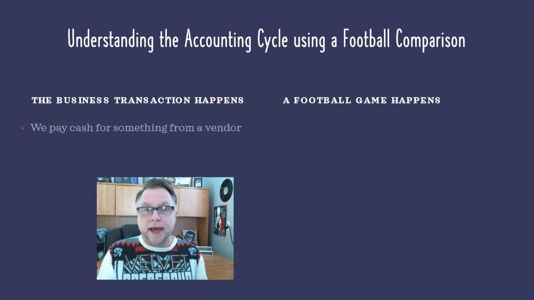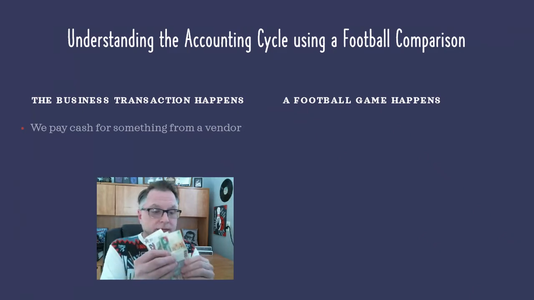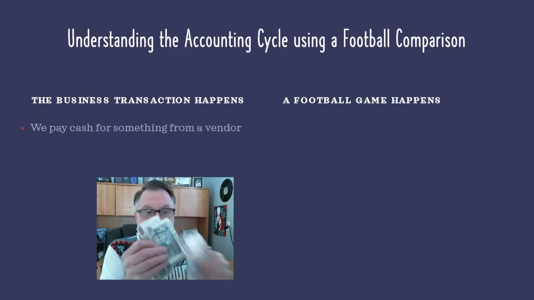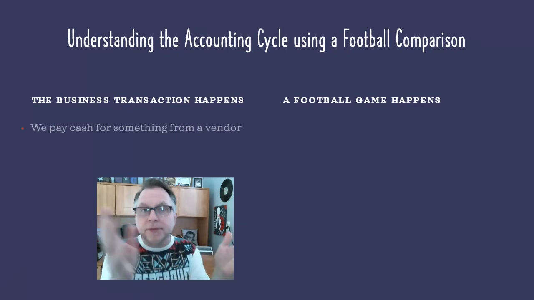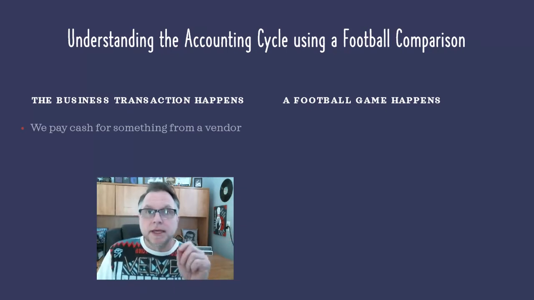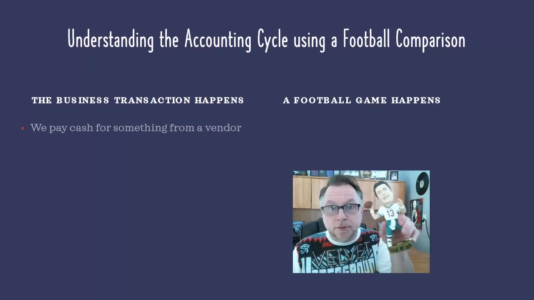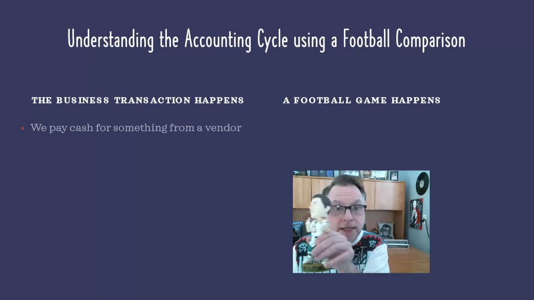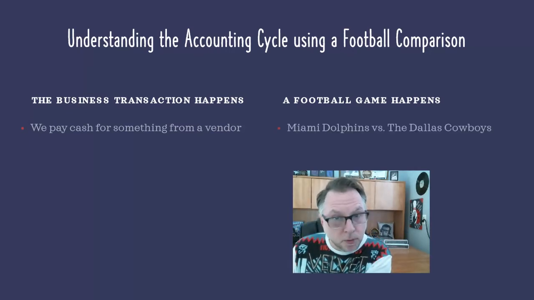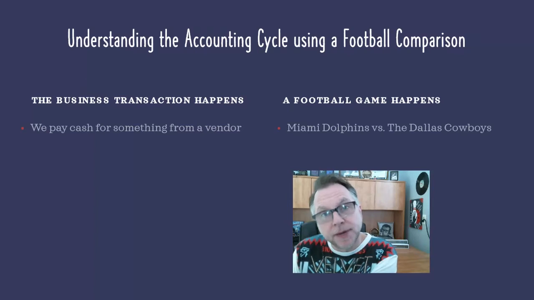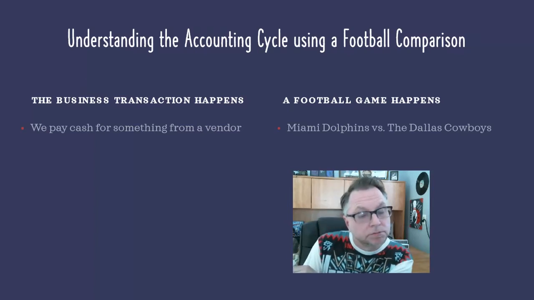So we're going to pay a vendor some cash for something, and that's going to be our business transaction. And then on the other side, we're going to have a football game happen. So we're going to bring Dan Marino out of retirement here, and he's going to sling the ball around against the Dallas Cowboys, and we'll see how this compares to the accounting cycle.